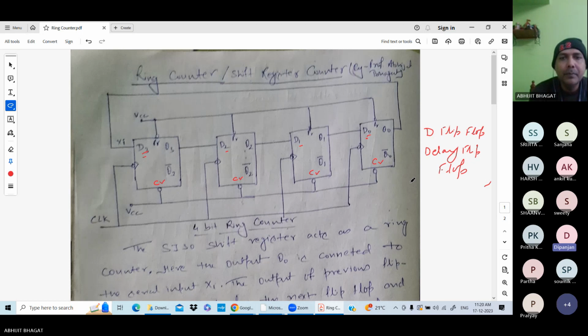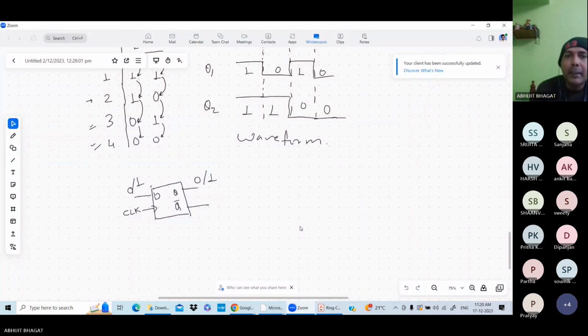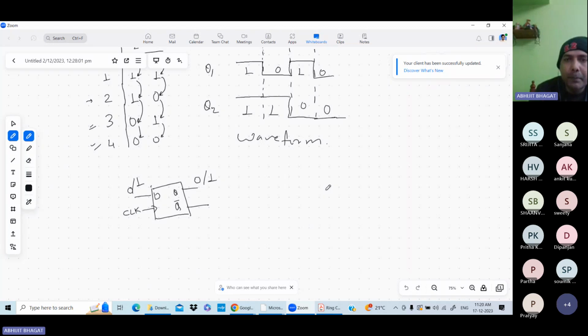Sir, I don't know. Acha. You can see here. This preset and clear terminal, what is the use of preset and clear? Pritha, will you say?